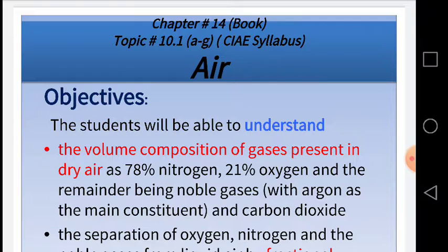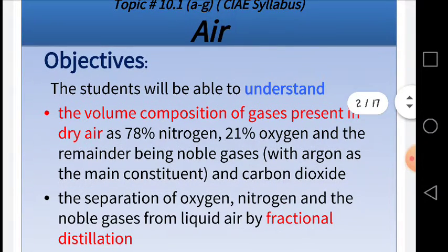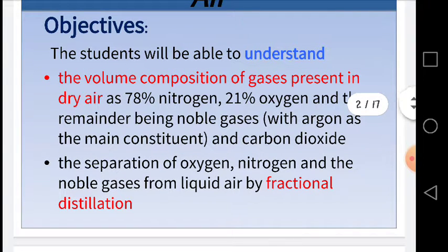So, dear students, our objective today is to understand the volume composition of gases present in dry air, which is nitrogen, oxygen, and other noble gases such as argon and carbon dioxide. Dear students, secondly, we will be focusing on how we can separate these gases like oxygen, nitrogen, and the noble gases from the liquid air by fractional distillation. We will also try to understand the process of fractional distillation.